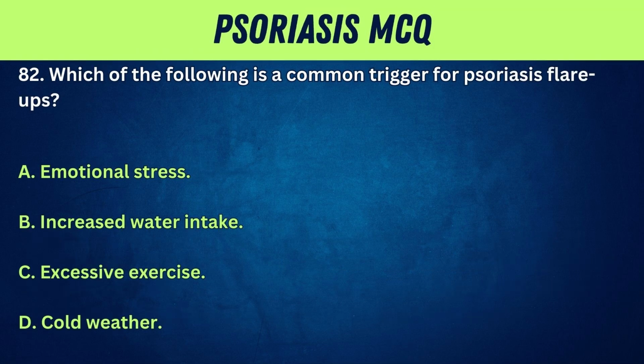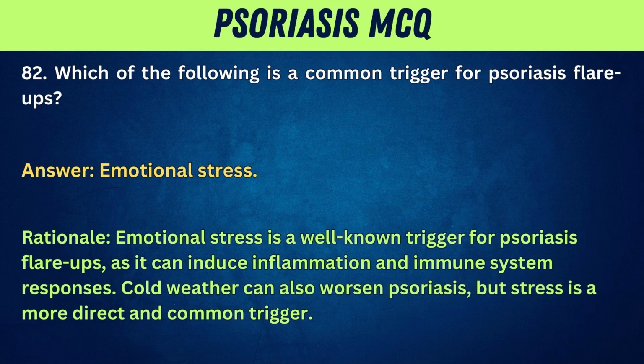82. Which of the following is a common trigger for psoriasis flare-ups? A. Emotional stress. B. Increased water intake. C. Excessive exercise. D. Cold weather. Answer: emotional stress. Rationale: emotional stress is a well-known trigger for psoriasis flare-ups, as it can induce inflammation and immune system responses. Cold weather can also worsen psoriasis, but stress is a more direct and common trigger.